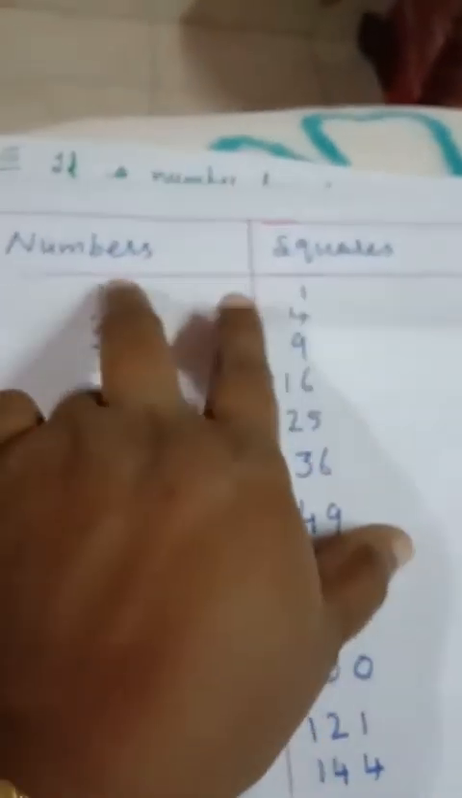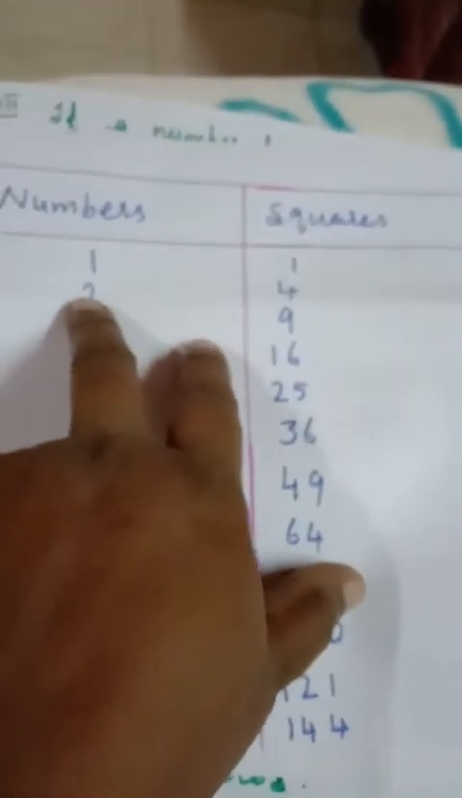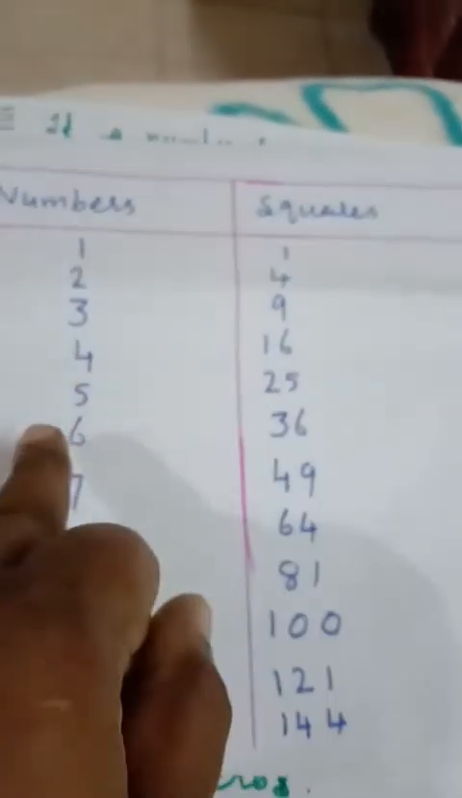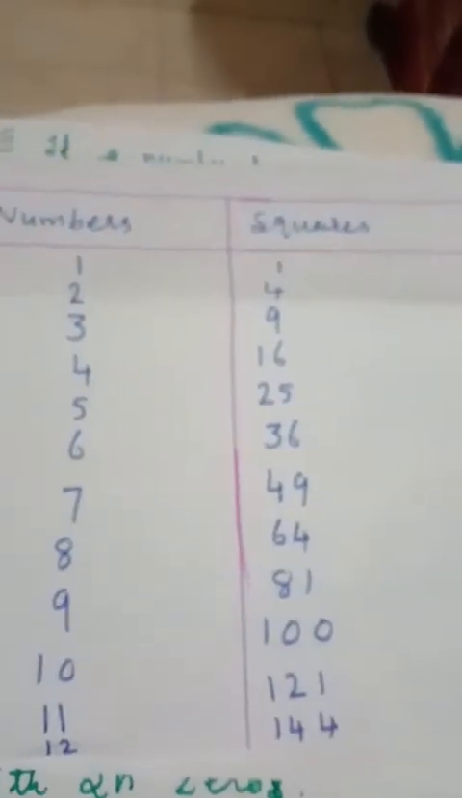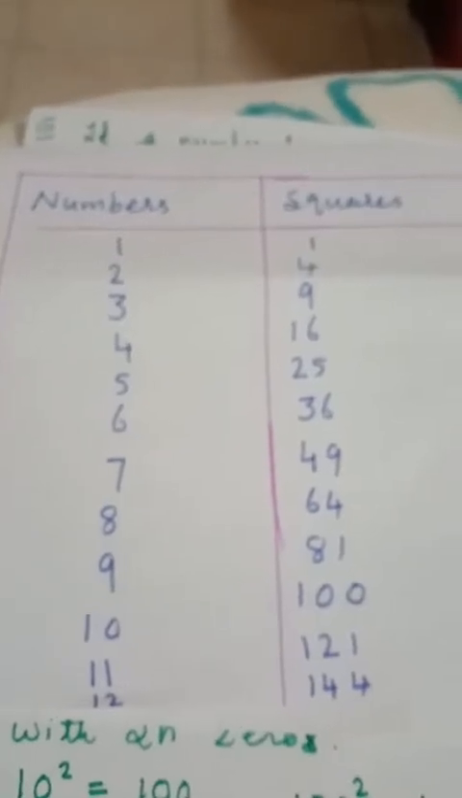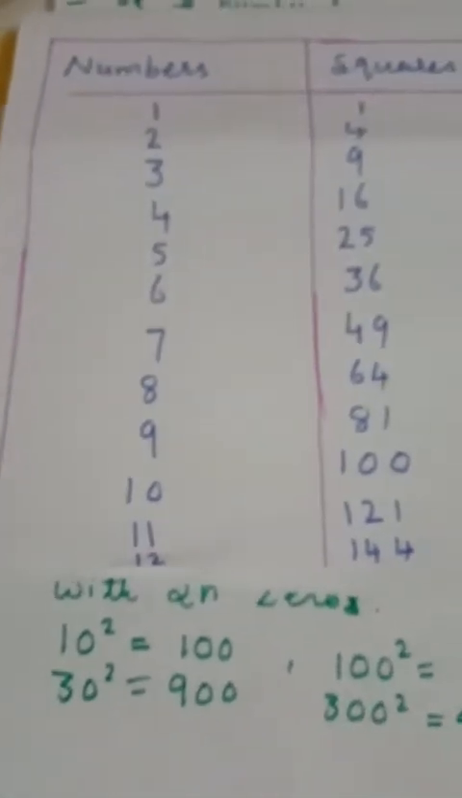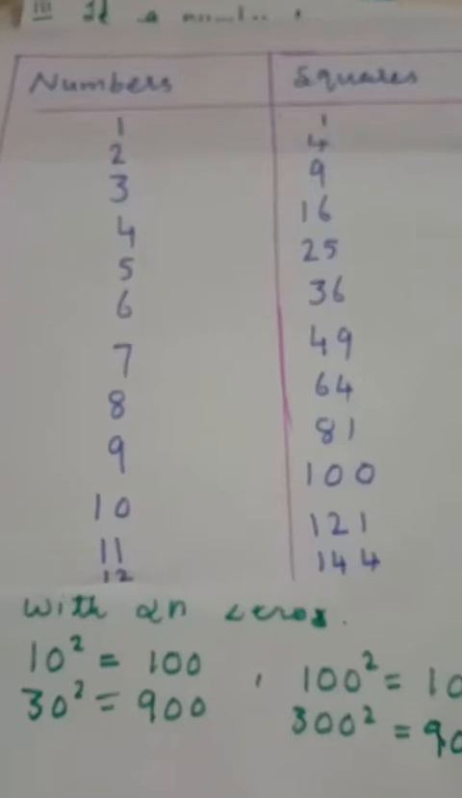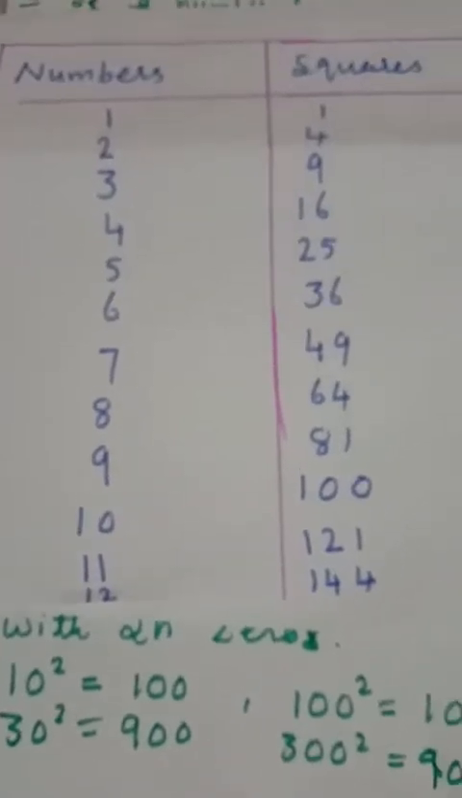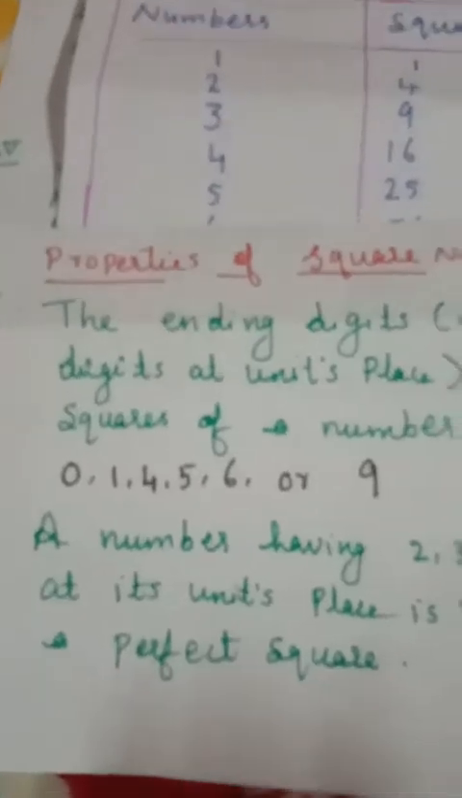First, observe these numbers and their squares. I have written here: 1 square is 1, 2 square is 4, 3 square is 9, 4 square is 16, 5 square is 25, 6 square is 36, 7 square is 49, 8 square is 64, 9 square is 81, 10 square is 100, 11 square is 121, 12 square is 144. Now see the properties of square numbers.